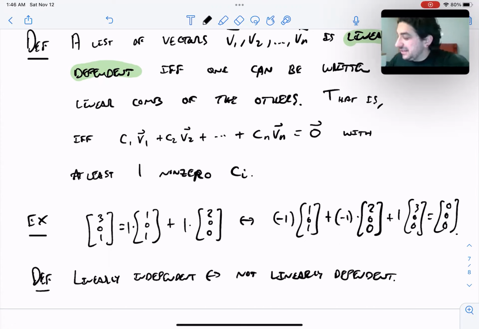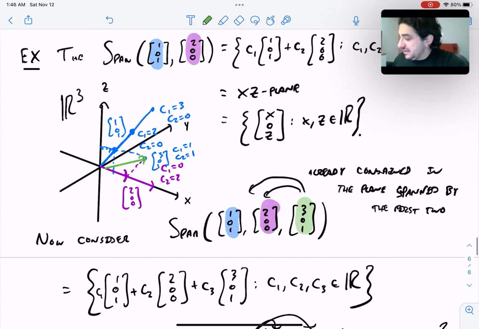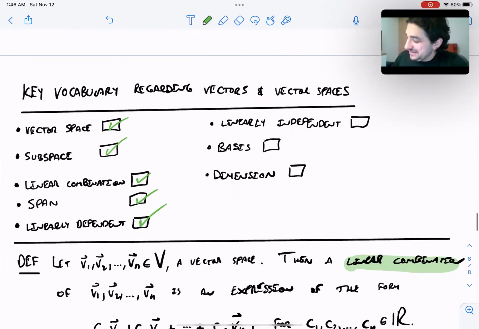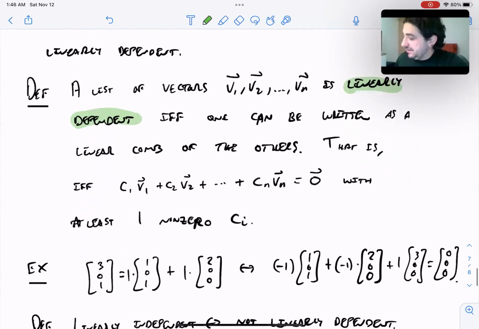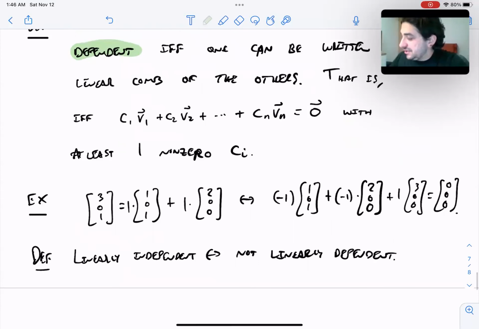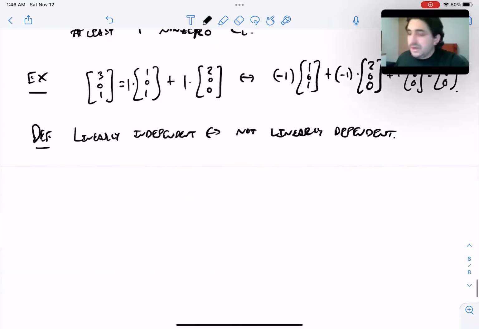So that's those words. So that is up here, linearly dependent, linearly independent, right? So those are our next few definitions. Why do we care about this idea?